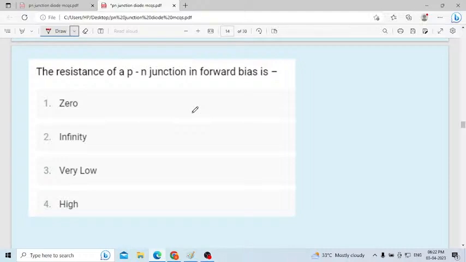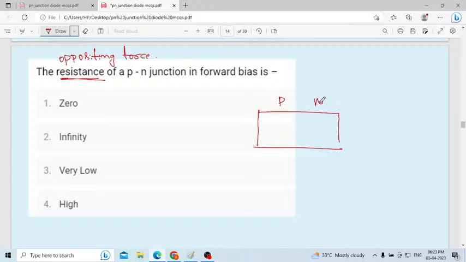Okay, answer this one. The resistance of a PN junction in forward bias, what is the resistance? Resistance is nothing but an opposing force. Answer the question, at least try to answer. See here, in the case of a PN junction in forward bias, when you connect this to an external battery, this junction will become narrow, thin.